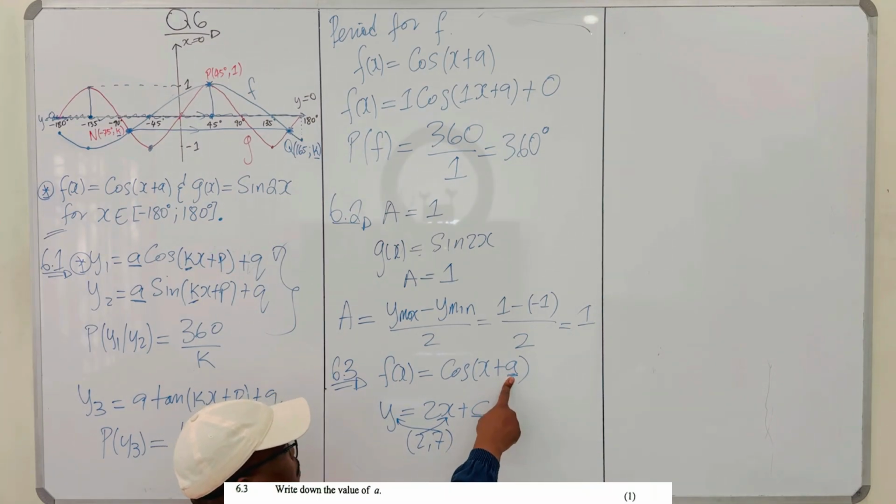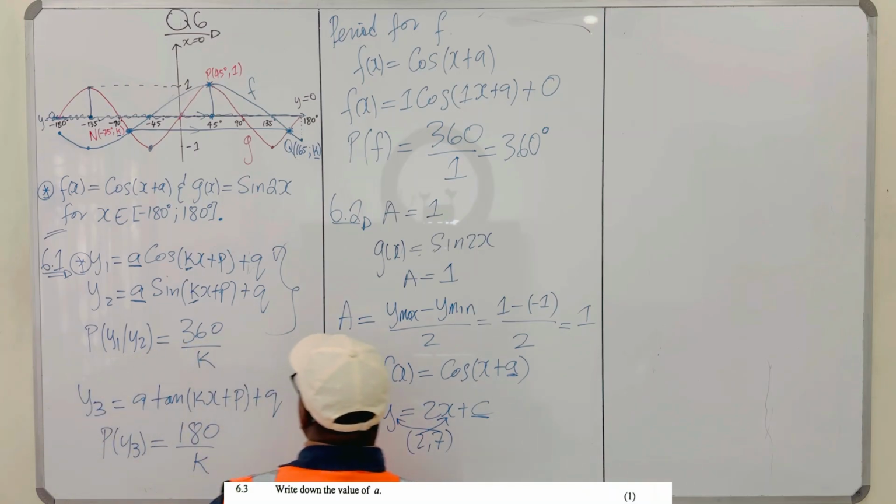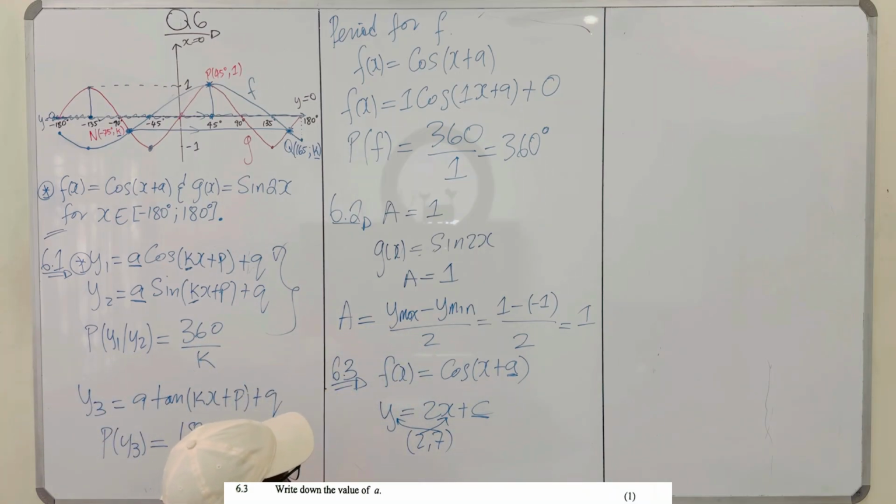So what you need to do is find at least one point on this function f, and then substitute its y value and its x value. You'll be left with A as an unknown, and then you solve for A. That's what you need to do. That's what we're going to do.